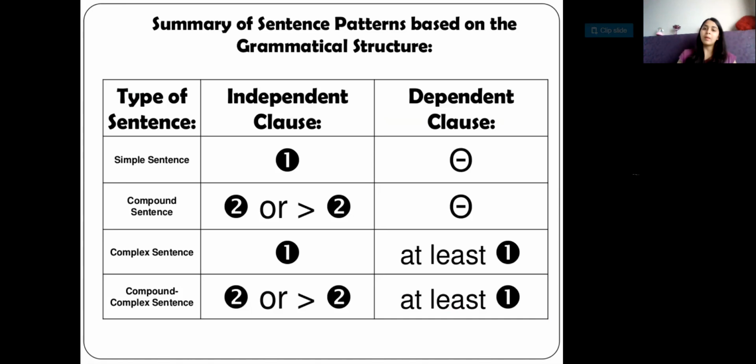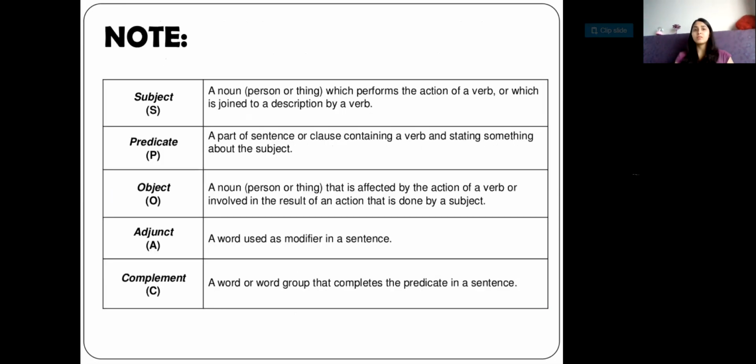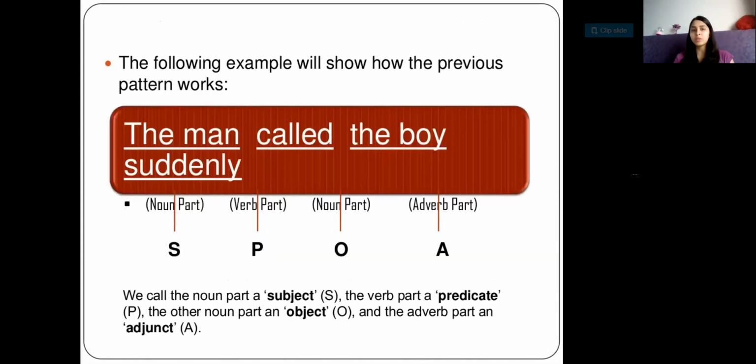Complex has an independent as well as a dependent clause. Compound complex has two or more independent and at least one dependent. All right. Now, let's go ahead with more grammatical relations, that is syntactic functions. Here you will have adjective, subject, predicate, object, complement, everything together. All these things are going to come together.